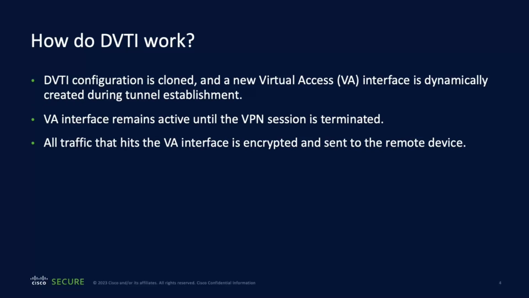Now let's take a look at how DVTIs work. When a spoke tries to build a VPN tunnel with a hub, the DVTI configuration is cloned and a new virtual access interface is created. This interface is created dynamically and remains active until the VPN tunnel is active. All the traffic that hits this virtual access interface is then encrypted and sent to that particular spoke.